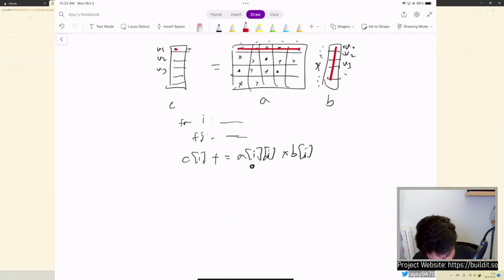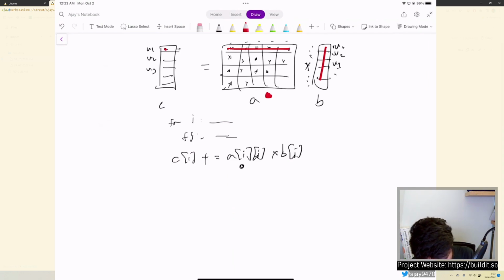Now this matrix itself is sparse, because not every website is pointed to by another website, which means you only need to add up the ranks where there's an edge. And that's where the sparseness comes in.